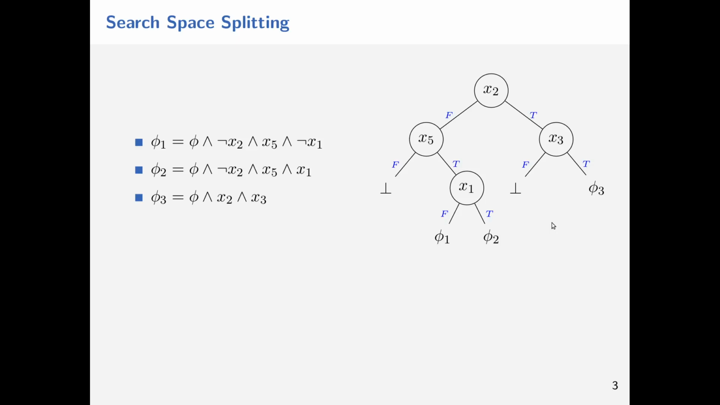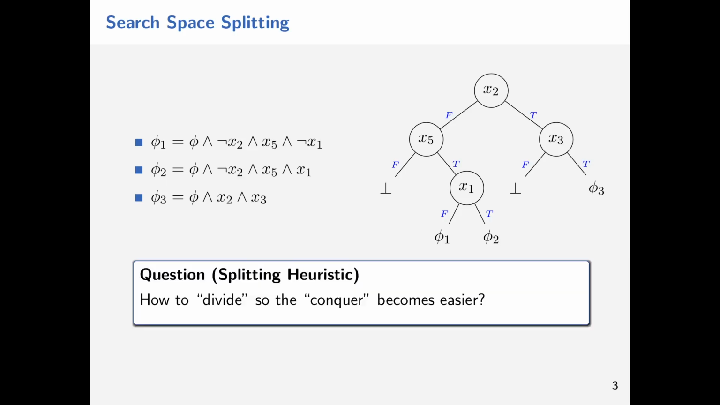The process of picking these variables, which variable to pick at each of the branches, is called the splitting heuristic. And the top question that this splitting heuristic is going to answer is how to divide the search space so the conquer part becomes easier.